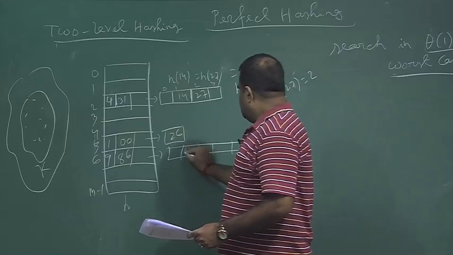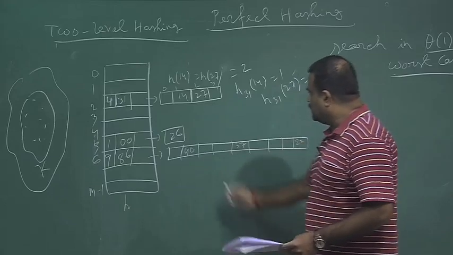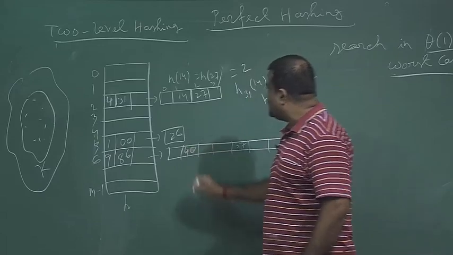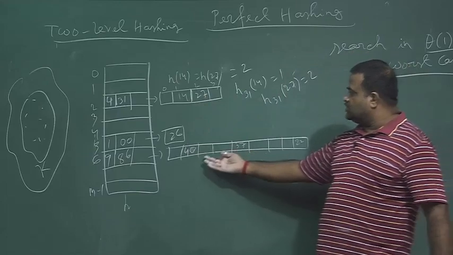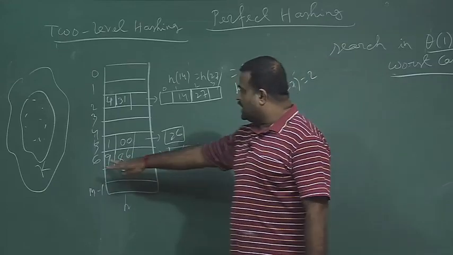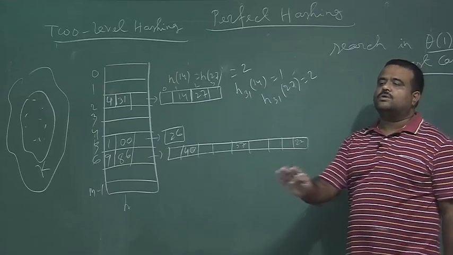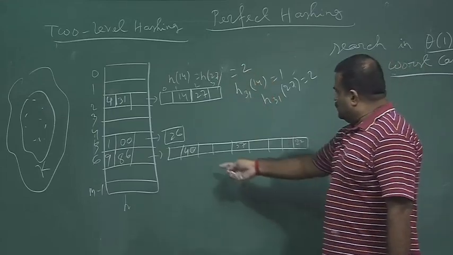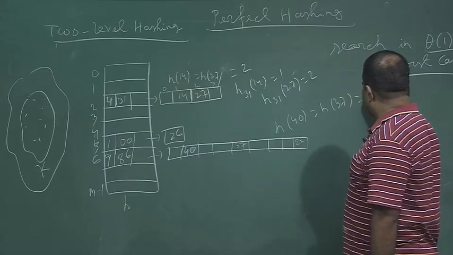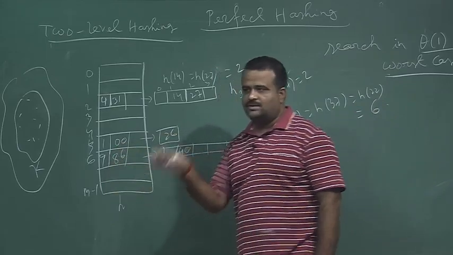Suppose these are the numbers colliding here: 40, 37, 22. There are only 3 elements, but we do not want any collision in level 2. That is why we choose more slots. If 3 elements are colliding here, at the second level we choose 3 squared, 9 slots, to guarantee that there will be no collision at the second level. So, h of 40, h of 37, and h of 22 are all 6. They are all colliding here under the original hash function.